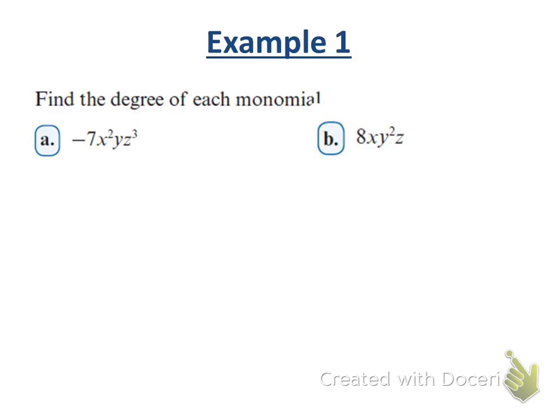It's degree 4. Again, we have the understood exponents of 1 with the y and the z. The 1 and the 2 and the 1 gives us a degree of 4. All right. What about this one?